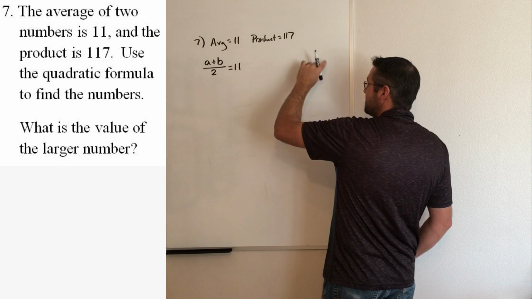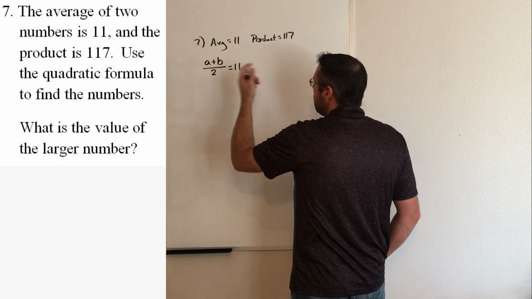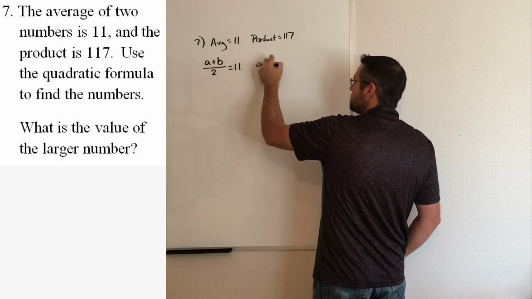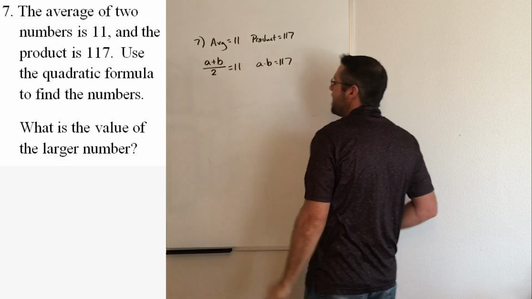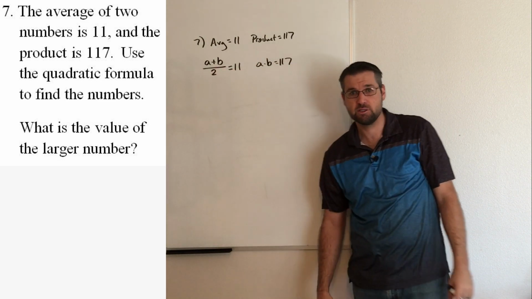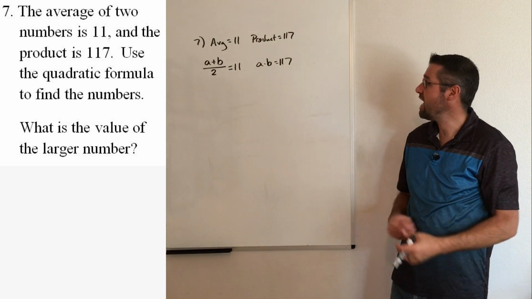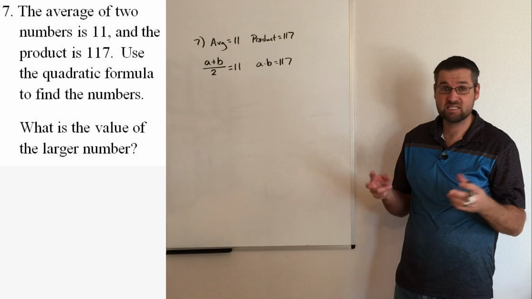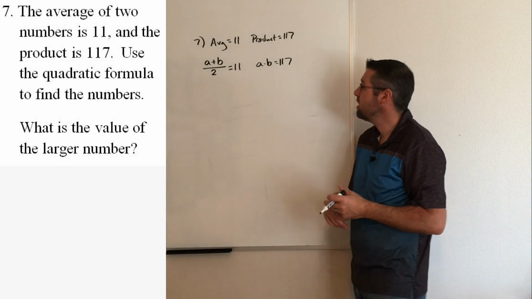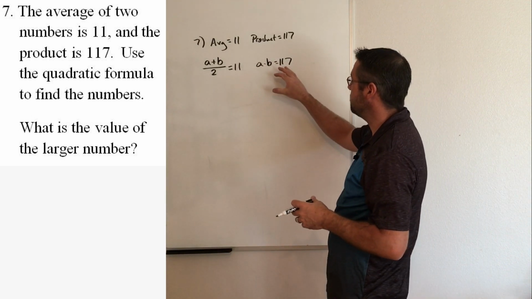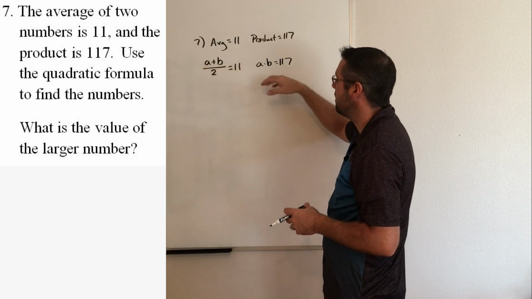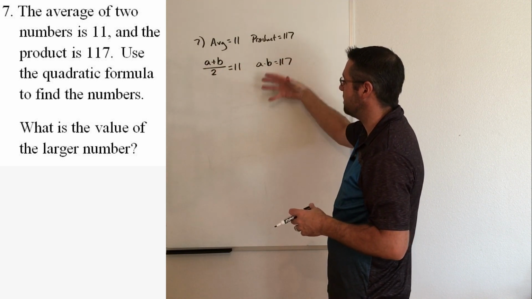The product of the same two numbers is 117. Well, remember, product means multiplication. So we're going to multiply the two numbers, and we get 117. So now I have two equations, and I have two variables. I have to figure out a way to solve that system of equations, because I've got two equations with two variables. I can't solve by elimination because I don't have the same operation going on here. So the best way to solve this is by substitution.